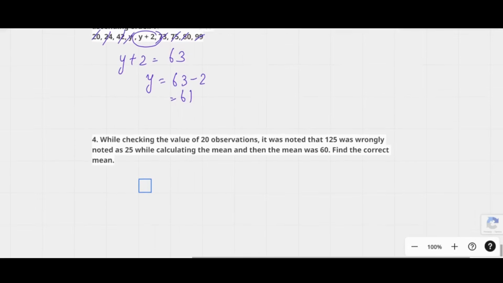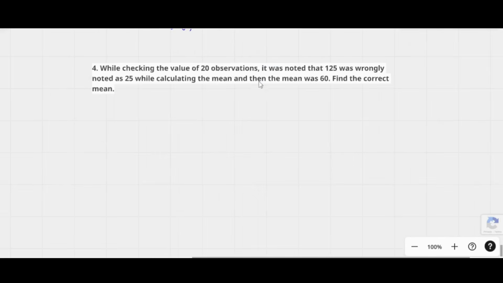While checking the value of 20 observations, it was noted that 125 was wrongly noted. So the total number of observations is how much? Total number of observations they have given directly as 20. First of all, while reading the question, check what we have to calculate: mean, median or mode. We have to calculate the mean here. In the mean, the number of observations will be represented by sigma fi, so I have taken fi as 20 here.